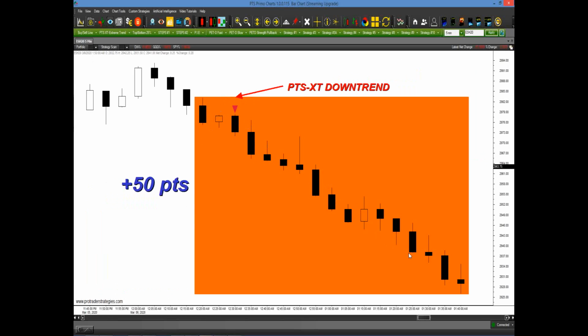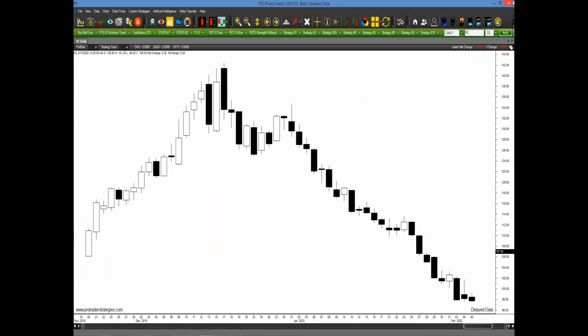That's the beauty of the PTS XT. It really defines these strong, fast markets. And lastly, commodities. We know a lot of people are scared of the markets now. They don't feel comfortable in stocks. They want to move into things that are more tangible, like commodities.